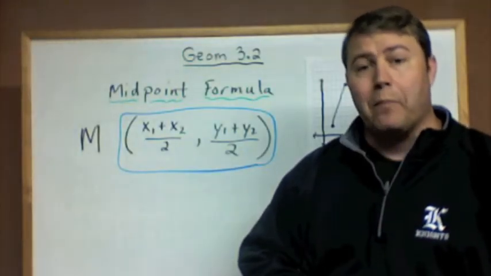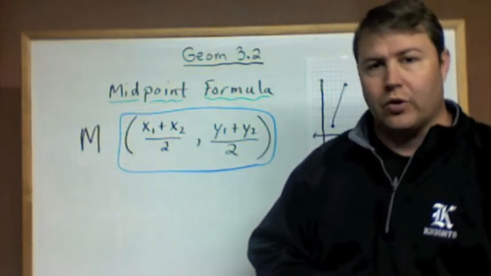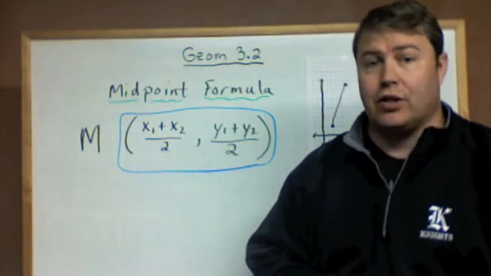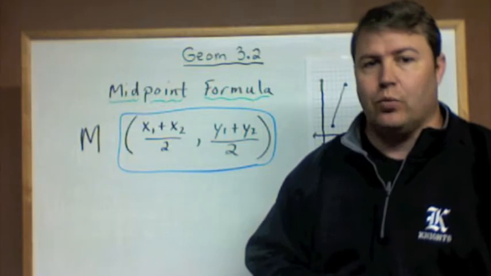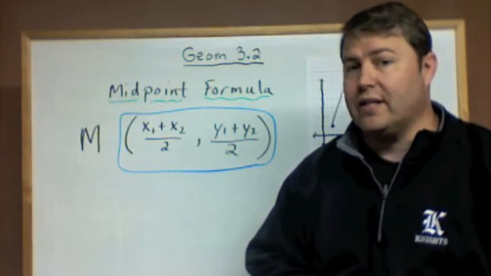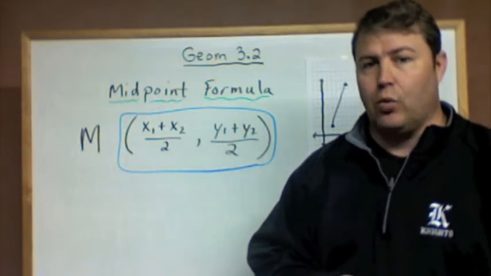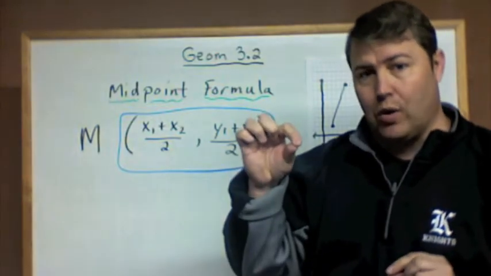All right, we're back with Reedy's Geometry. This is lesson 3.2, and we're talking about formulas so far in chapter 3. In the last section, we talked about the distance formula, and in this section, we're going to talk about the midpoint formula. Basically, what this does is it allows you to find the coordinates in the coordinate plane of the midpoint of a segment if you know the endpoints.